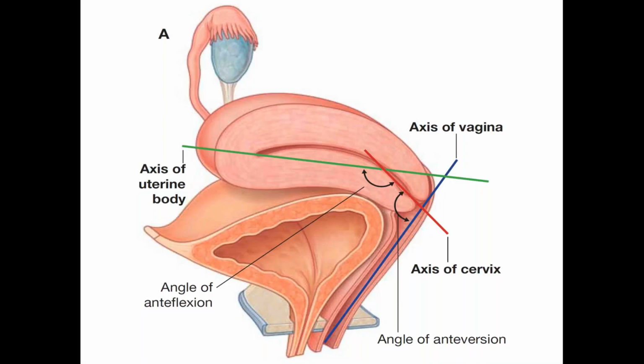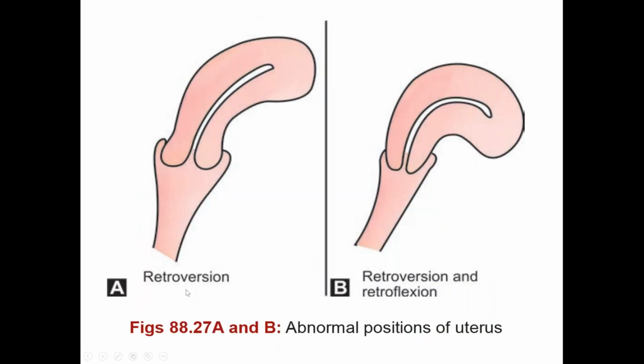So this picture shows the difference between the angle of antiversion and the angle of antiflexion. Antiflexion is the long axis between the uterus and the cervix, and antiversion is the long axis of the cervix and the vagina. So this is the difference between the angle of antiflexion and antiversion. Is it clear? So this is the abnormal position of the uterus. Here is retroversion, and here is retroversion and retroflexion.